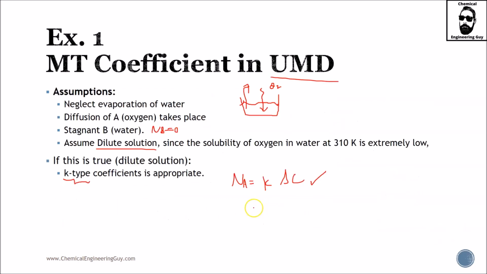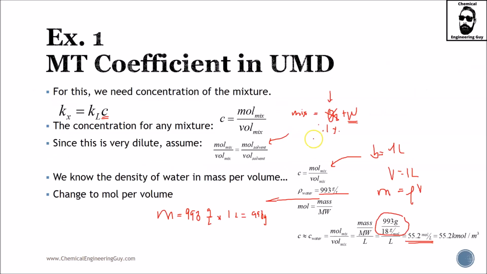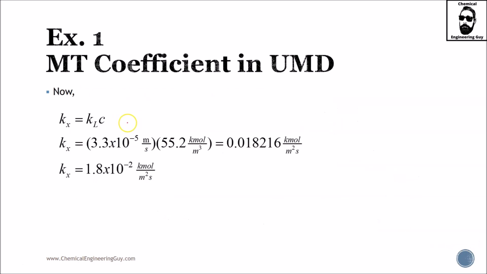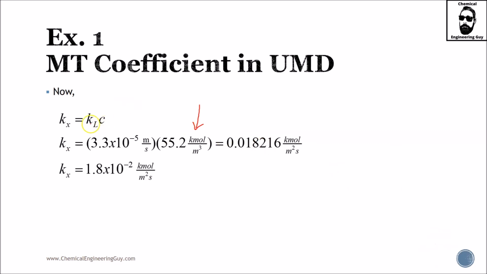And I don't know what type of units we are using here, meters per second, so I can use either mole per liter or kilomole per cubic meter. So what I will do is just input this data, which is the concentration, times KL, and I will get my values in molar fractions.